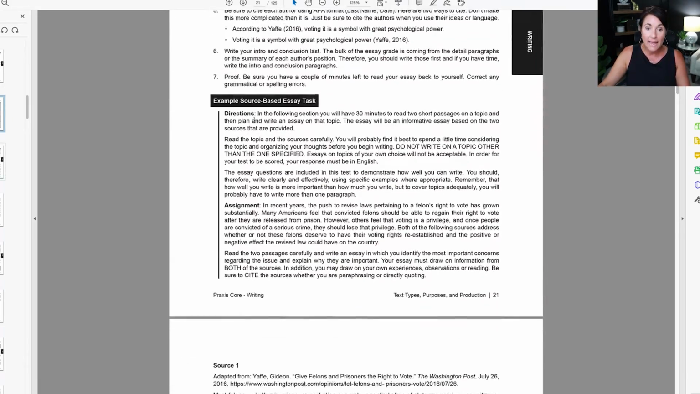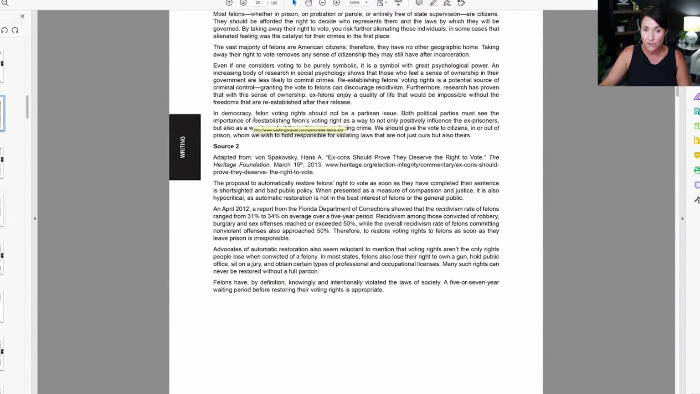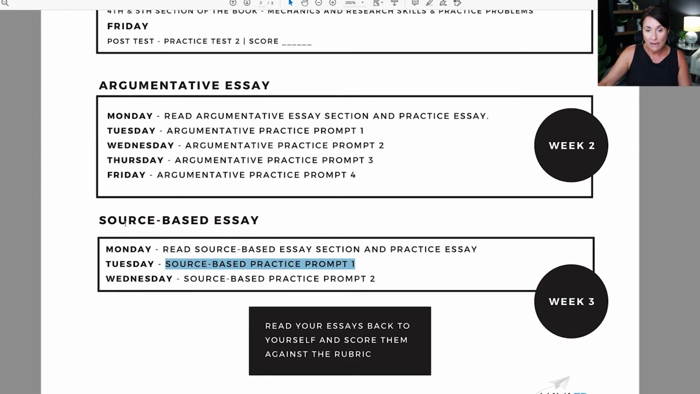And then I have extra source-based prompts here for you. Another one. So you really have, let's go back to the study plan, two more source-based prompts here. Now, source-based prompts are huge and they're really hard to write. So we only have two here in the book, but you can reuse them over and over again. And you can just find two opposing opinions and do that.